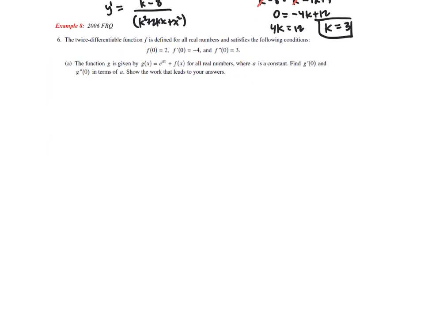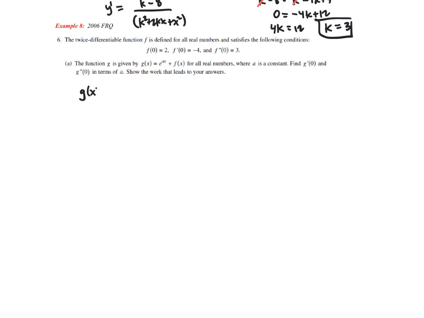Example 8. This is an FRQ from 2006. This is the type of question that you'll see for an FRQ, at least for part A of a question. The twice differentiable function f is defined for all real numbers and satisfies the following. f of 0 equals 2, f prime at 0 equals -4, and f double prime at 0 equals 3. The function g is given by g of x equals e to the ax plus f of x for all real numbers, where a is a constant. Find g prime at 0 and g double prime at 0 in terms of a. Show the work that leads to your answer.